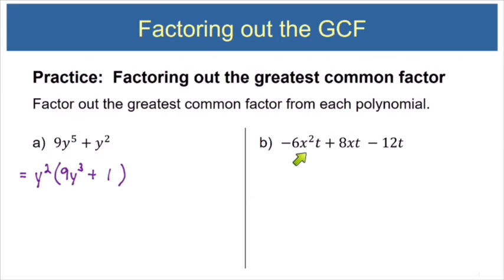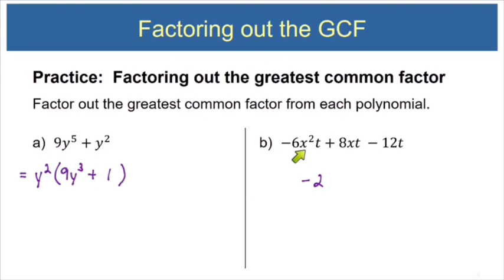Here we have negative 6x squared t plus 8xt minus 12t. Notice that we have a negative leading term here, and so we're going to factor out a negative GCF. So let's go ahead and put our negative here. Now we want to look at each of these coefficients and think, what is the largest number that will go into all 3 of these coefficients? And 2 is the largest number that will go into all 3. So I'm going to go ahead and put down my 2.